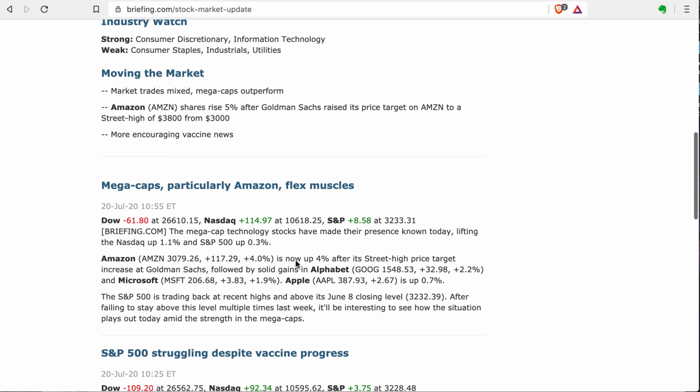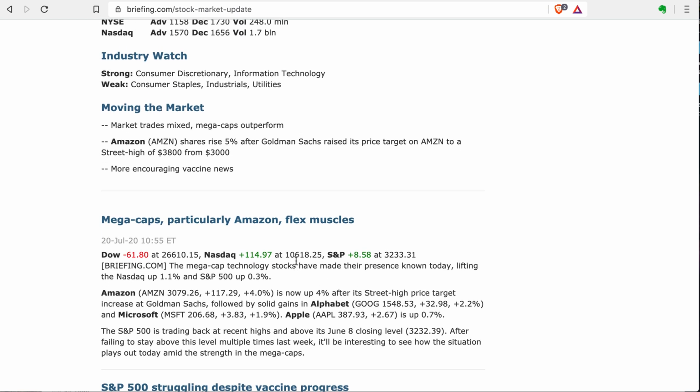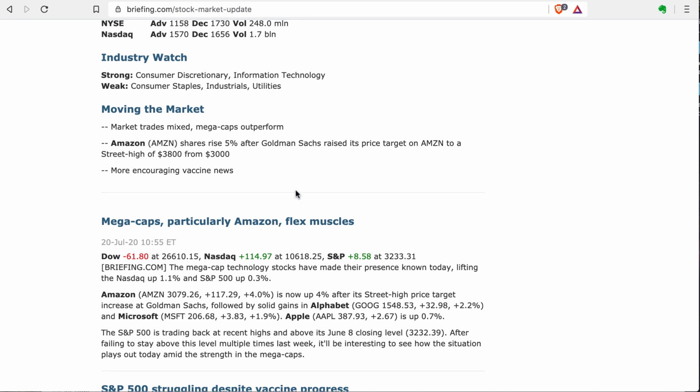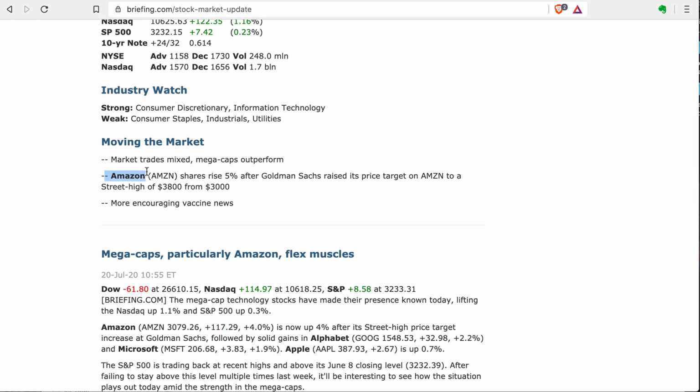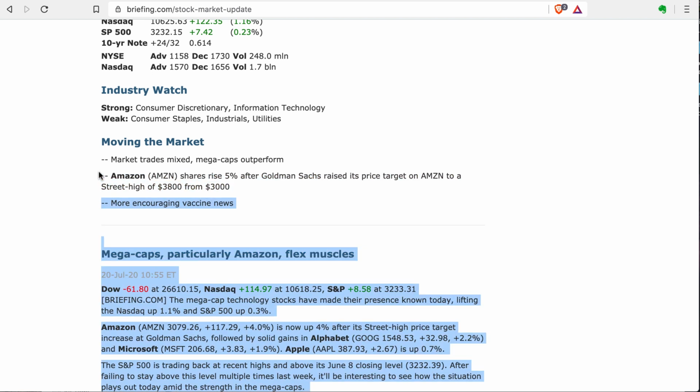I checked that before. So it looks like JP or some bank, some institution had high ratings for Amazon, saying that it's going to go up like crazy, and it made a very bullish move on Amazon, so you can see it happening here. And here we have news. Okay, I didn't look down too much. Amazon shares rise 5%. Goldman Sachs, okay, not JP Morgan, raised price target to 3.8K from 3,000. So that's going to be moving the market.